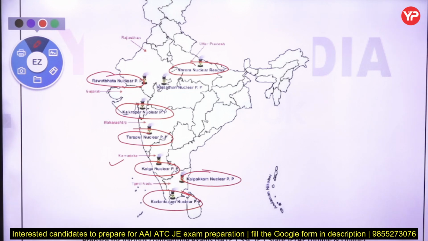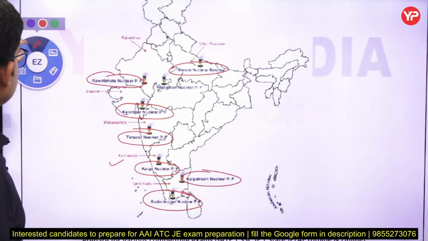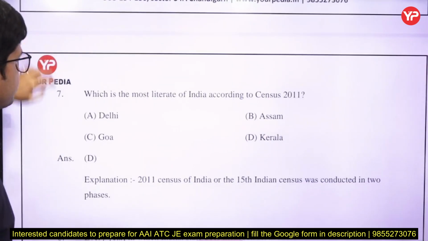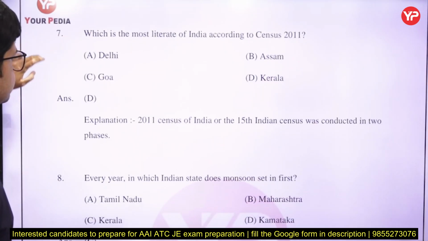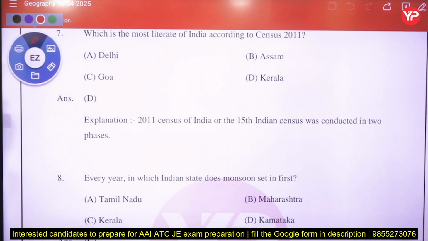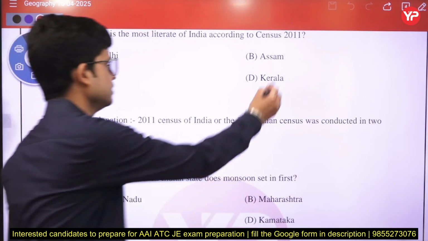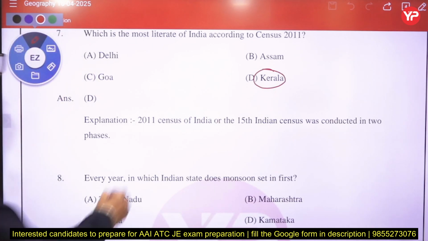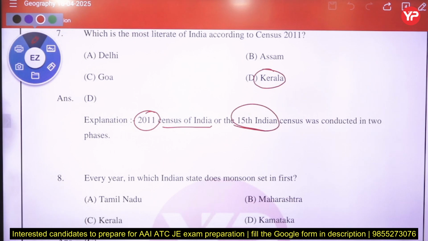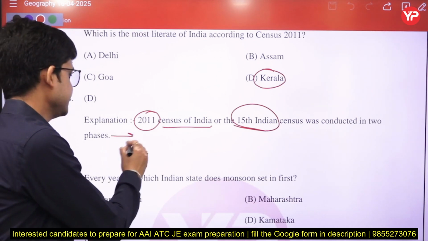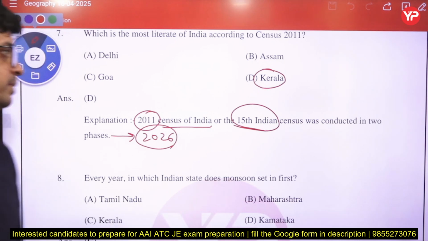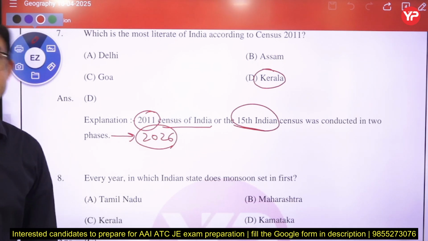Next, our question is a very simple question. We know that the literacy rate in India is highest in which state? That is in Kerala. So simply, the 2011 census of India, the 15th census, was conducted in 2 phases. Basically the next census will be in 2026. So remember that it will be the 16th Indian census.